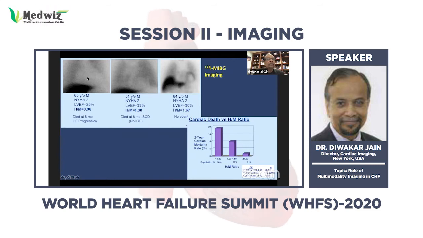These are 3 patient studies shown here, the planar images in the anterior view. This is a 64-year-old male with New York Heart Association class 2 failure. Left ventricular ejection fraction was 30%. There is some uptake in the heart, and the heart to mediastinal ratio, which is a quantitative way of looking at it, was 1.67. This patient did well over 2 years with no cardiac events.